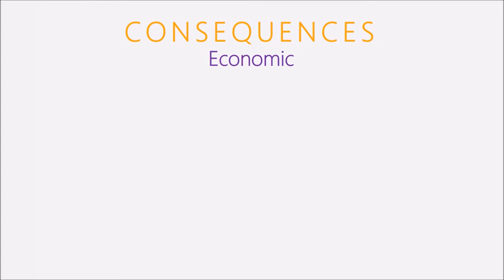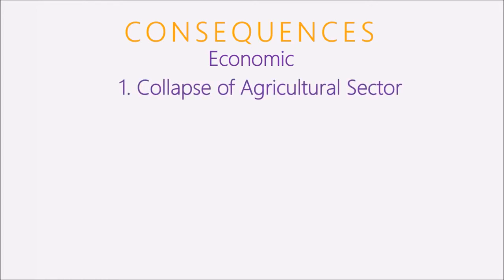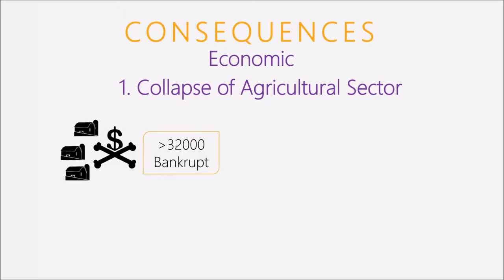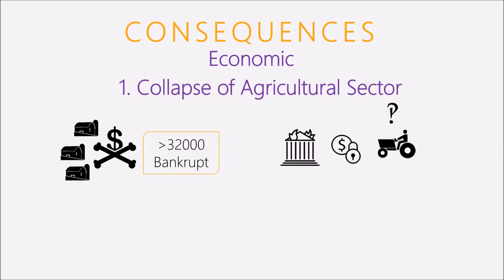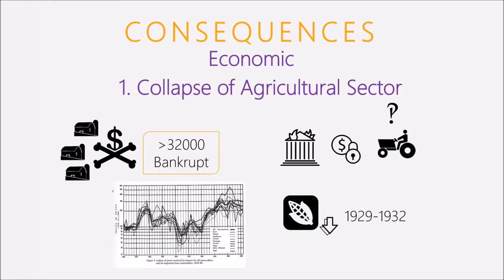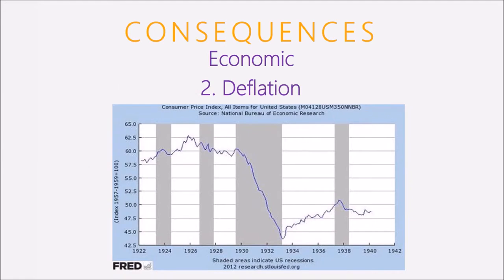Now we would like to talk about the consequences of the Great Depression. To start with the business sector, especially the agricultural sector, more than 32,000 businesses went bankrupt. Furthermore, because of the lack of subsidies and loans from the government and banks, farmers were unable to do mass production and output decreased. To illustrate, there was a great drop in the price of agricultural products from 1929 to 1932.